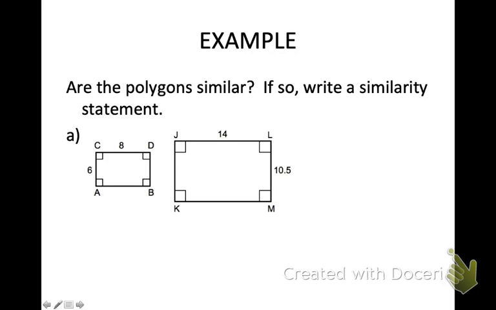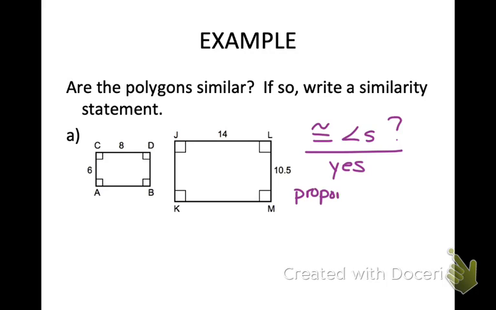All right, so here's our first example. Are the polygons similar? If so, write a similarity statement. To check for similarity, we need to first check, do we have congruent angles? Yeah, they're all 90 degrees. So I would say yes, we're good there. That checks that box. Now we need to check, do we have proportional sides? Which means we need to set up a bunch of proportions.